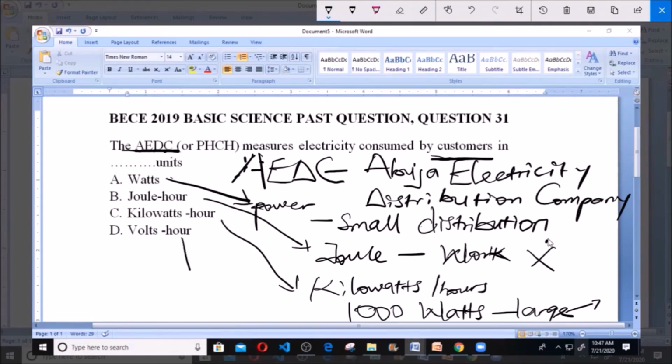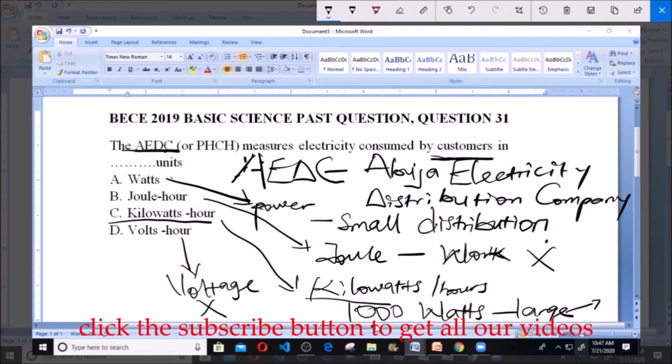D here says volts per hour. Now volts is a unit of voltage, which is not a unit in which this electricity is being distributed. So from this you see that our answer is kilowatts per hour, that's 1000 watts per hour, due to the large consumption of this electricity, because it is required by a multitude. So it has to be distributed in a large unit, which is kilowatts per hour. So our answer here is C, kilowatts per hour.